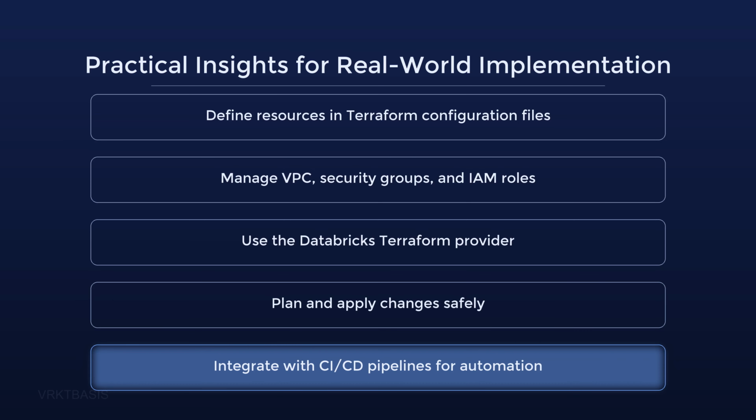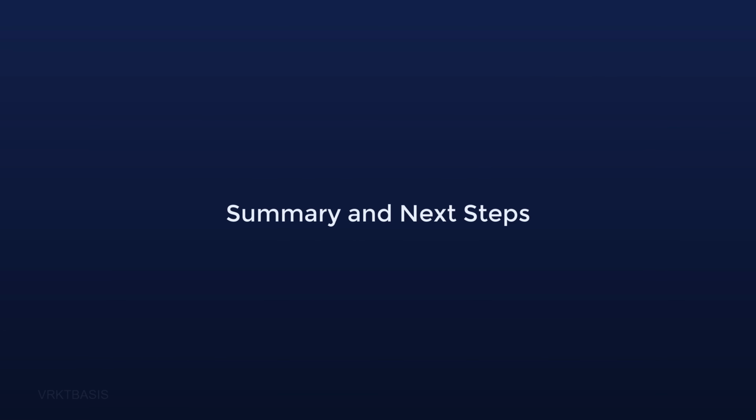Now, we move from planning changes to automating them by integrating with CI/CD pipelines. Instead of running Terraform commands manually, tools like Jenkins or GitLab CI can automatically apply your plan whenever you update your code. This ensures your infrastructure is always in sync with your repository, making deployments consistent and repeatable for the entire team. Let's review what we have built and look ahead.